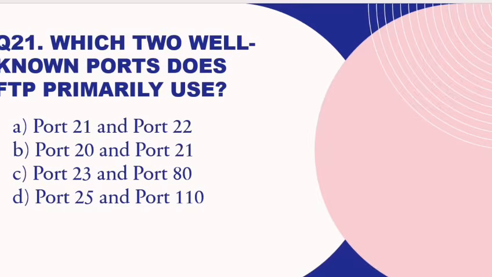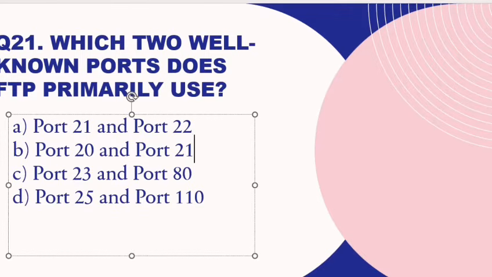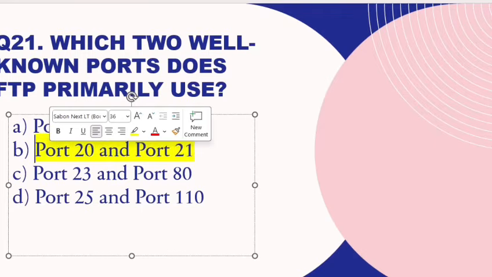Moving on to the next question, question number 21. Which two well-known ports does FTP primarily use? Option A port 21 and port 22, option B port 20 and port 21, option C port 23 and port 80, option D port 25 and port 110. So the correct answer for this question is option B port 20 and port 21.